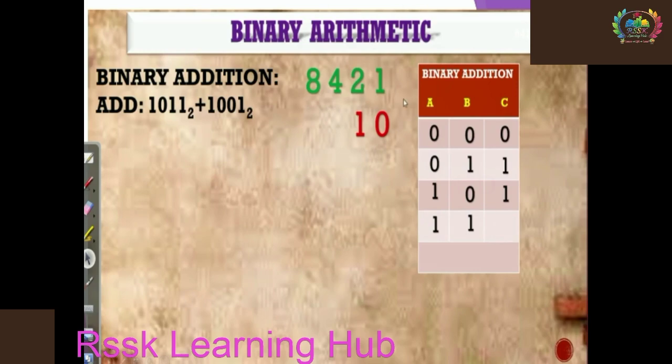So 1 1 means the value should be 0 and you have to make a carry of 1. So 1 1 means 10. I told you just now. So that particular 0 as sum and 1 as carry, you have to take it. Clear?